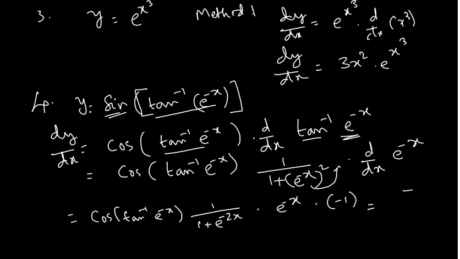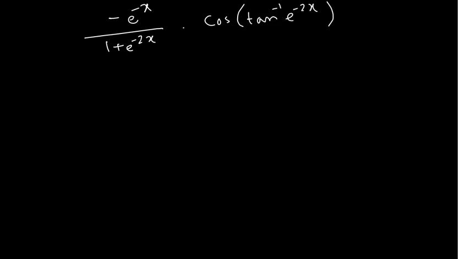So minus e power minus x into cos inverse. Okay, I will write in the next page. So you have this entire thing: minus e power minus x divided by 1 plus e power minus 2x into cos tan inverse e power minus 2x. This is the answer.